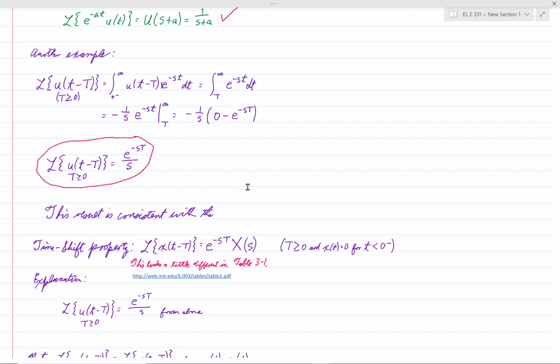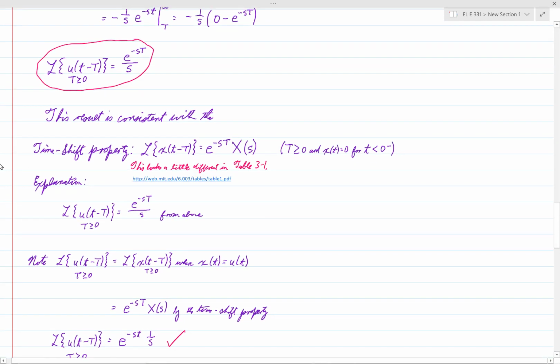Now I want to say something here. The property in question this time is called the time shift property, and this is the way that I would recommend that you think about the time shift property. The Laplace transform of x of t minus capital T is equal to e to the minus sT times capital X of s. And that's good for t greater than or equal to 0, and where x is a function that is equal to 0 for t less than 0 minus. Now, I want to warn you that this is not the same form that you will see in your book.